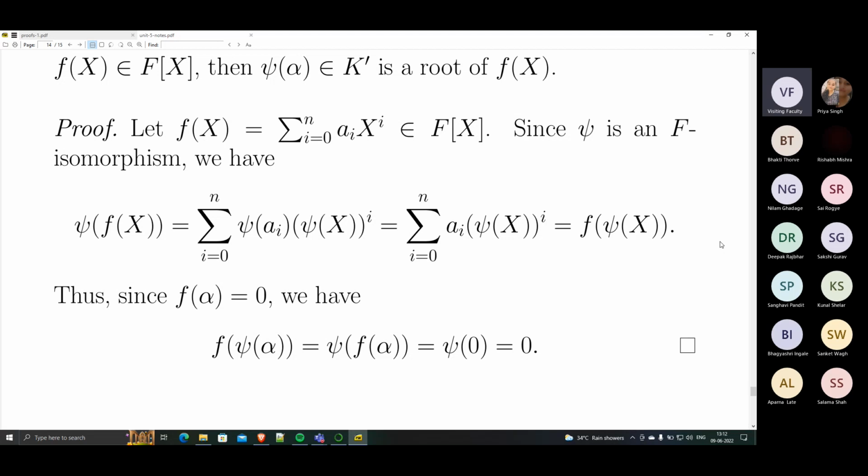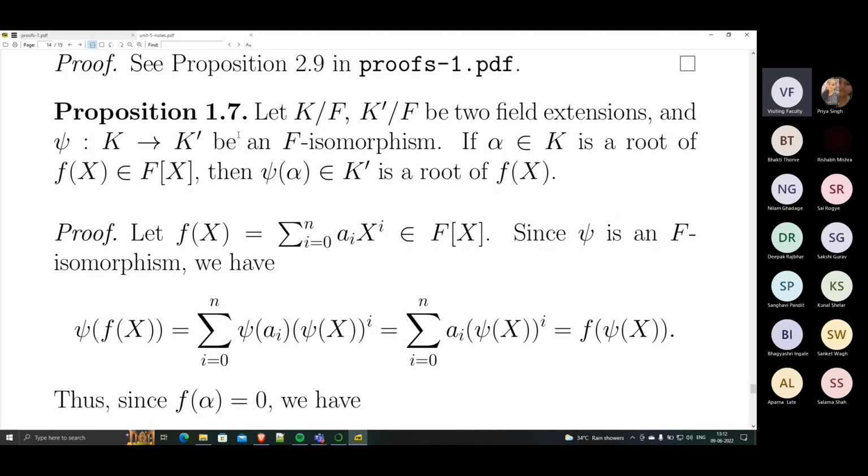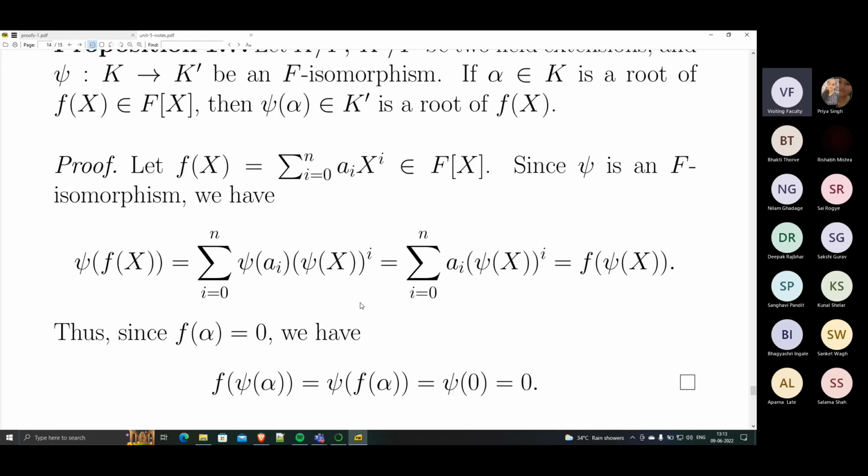You don't really need that this is an isomorphism in this case because you're not looking at pre-image at all. This will hold true for any homomorphism from K to K prime. But we usually work with isomorphisms because we want to compare two fields and understand when they are isomorphic and when not. That is why we are only discussing isomorphisms. But this whole argument will work even for any homomorphism from K to K prime. Okay, that should be clear from the proof.